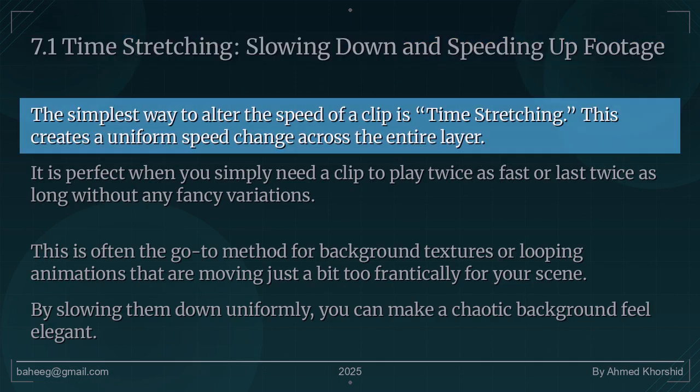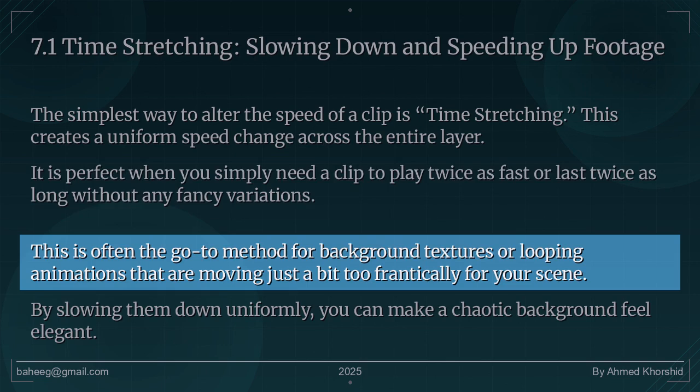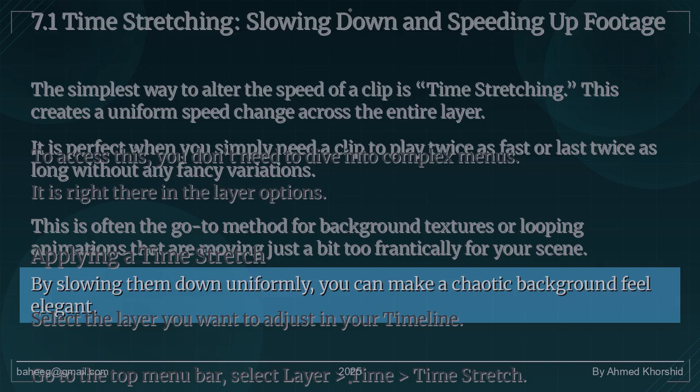7.1 Time Stretching, Slowing Down and Speeding Up Footage. The simplest way to alter the speed of a clip is time stretching. This creates a uniform speed change across the entire layer. It is perfect when you simply need a clip to play twice as fast or last twice as long without any fancy variations. This is often the go-to method for background textures or looping animations that are moving just a bit too frantically for your scene. By slowing them down uniformly, you can make a chaotic background feel elegant.